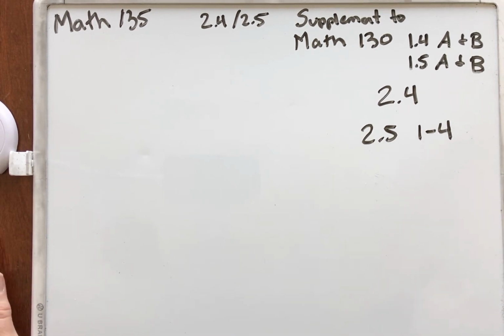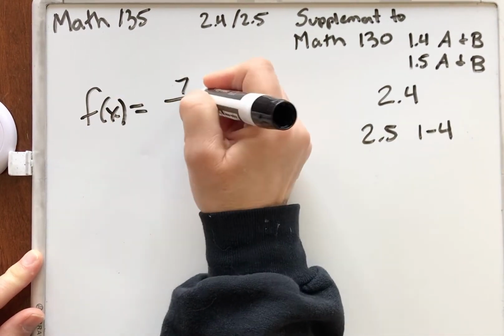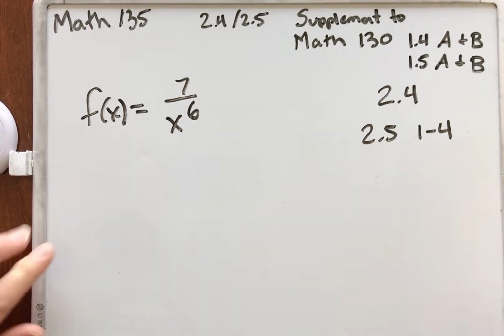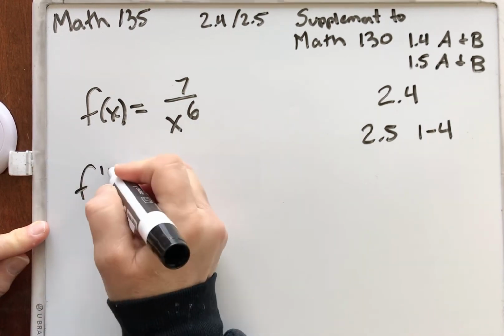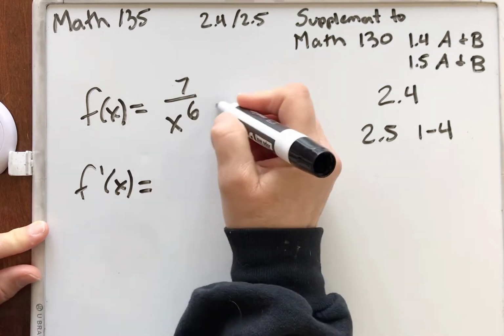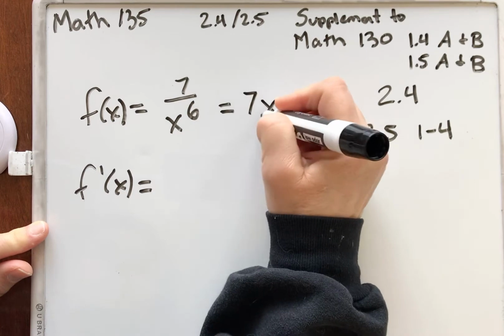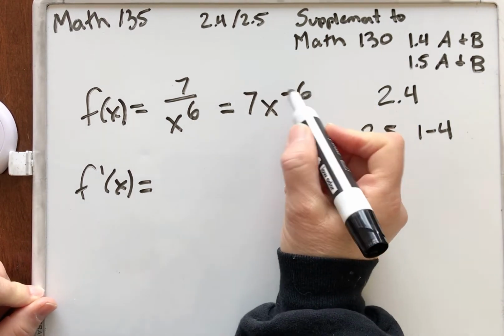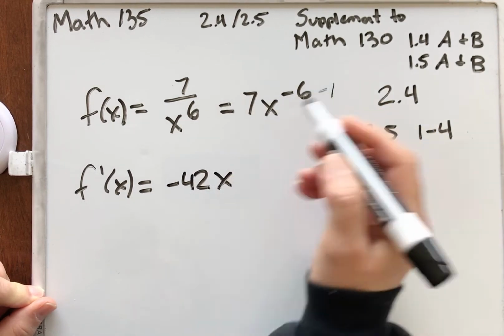So let me look at something. I'm just going to make something up. f of x equals 7 over x to the 6. Okay? And they want you to take the derivative of that. Before we can take the derivative of that, let's change this and bring this above. So we keep the 7 and we're bringing this up so we have x to the negative 6. So now we can take the derivative once we write it in this form. We're going to have negative 6 times 7, which is negative 42. And then we subtract 1, so minus 7.